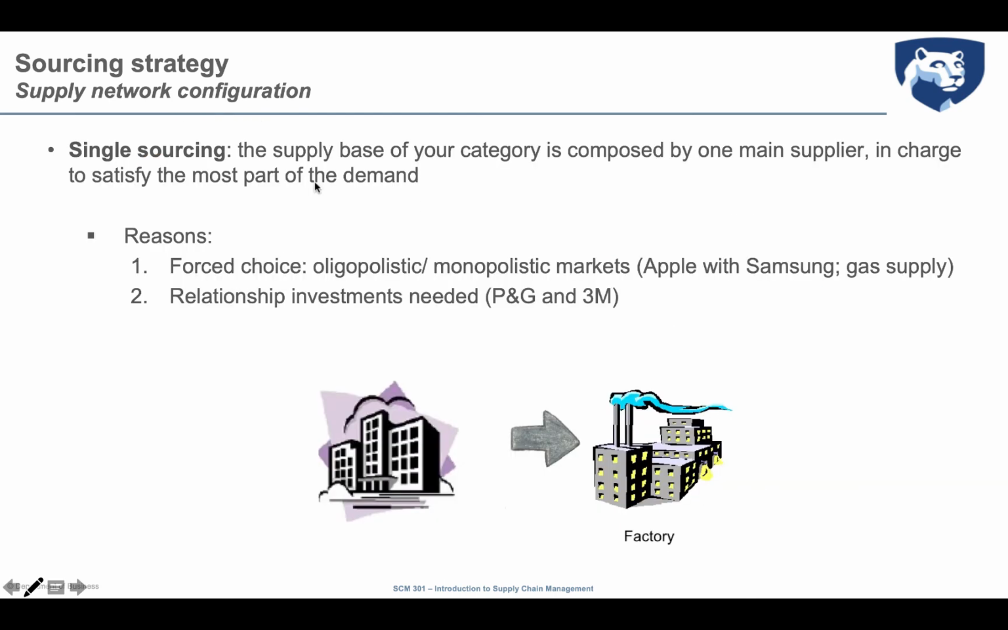The opposite of multiple sourcing is single sourcing. With single sourcing, I have one main supplier in charge of satisfying the most part of the demand. We have seen that this choice can be made in the case of, let's say, a forced monopoly market, like Apple with Samsung, or gas supply or electricity, or in case it's an investment in a partnership, like the case of P&G and 3M. But basically, for a category, I have a supplier which is considered the main supplier, my sole supplier.